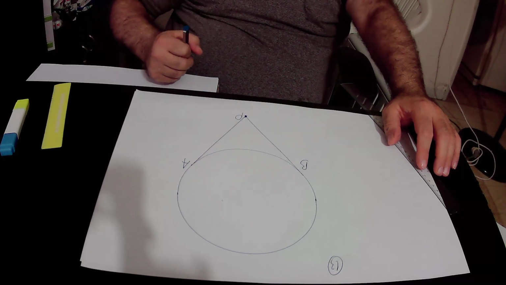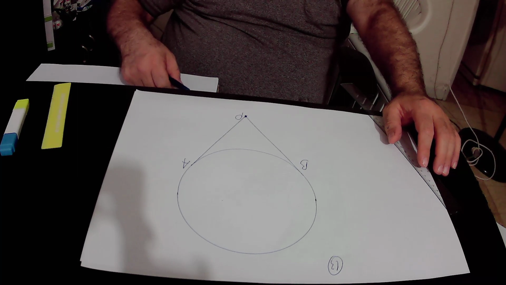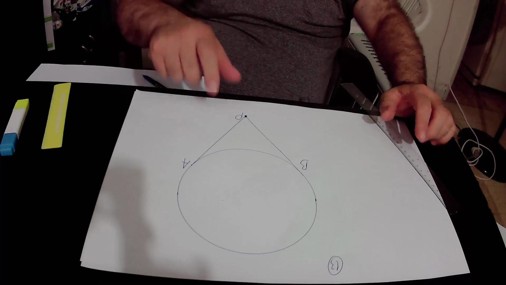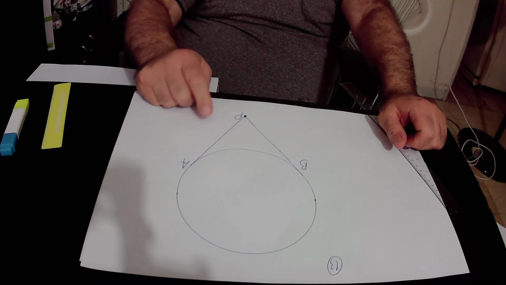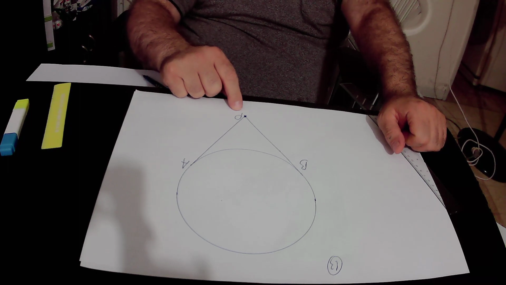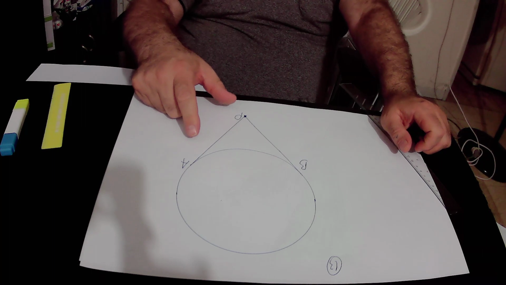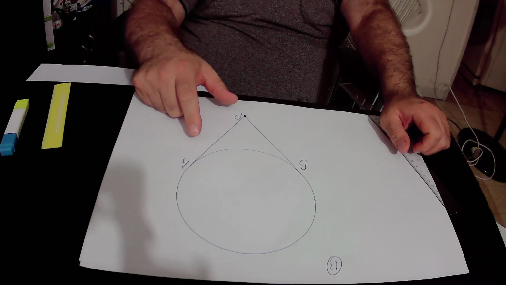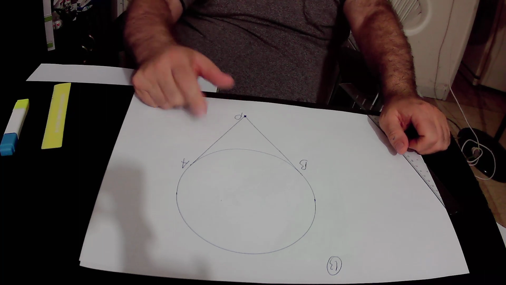And according to rule number 8, the lengths of two tangents, that is to say PA and PB, from a common external point, the common external point is point P, are equal. The lengths of two tangents from a common external point to a circle are equal.